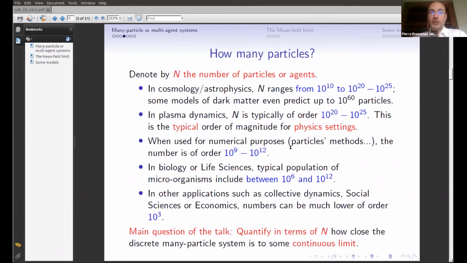Of course, if you're thinking plasma, for example, then the order of magnitude is the Avogadro number, so around 10^24. The range is 10^20 if it's very dilute, to 10^25 if it's more dense as a plasma. And as an order of magnitude for a physical setting, it gives you the right figures.